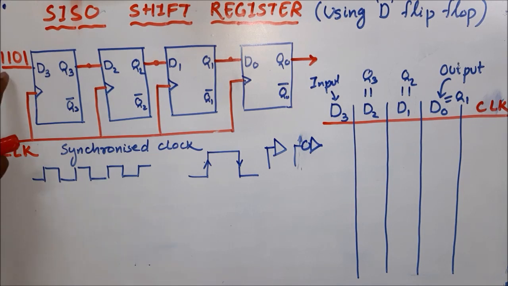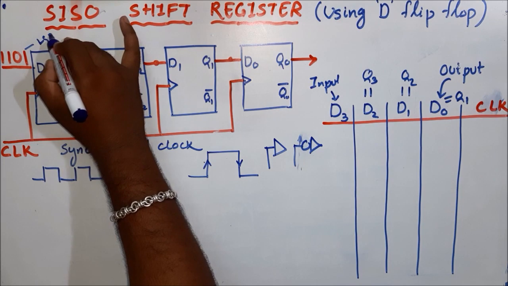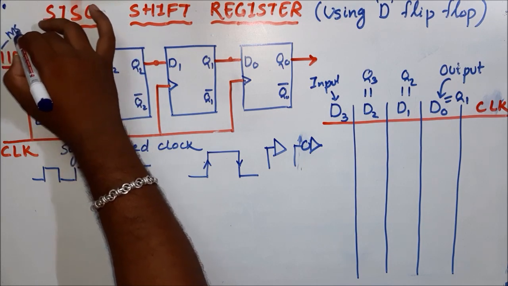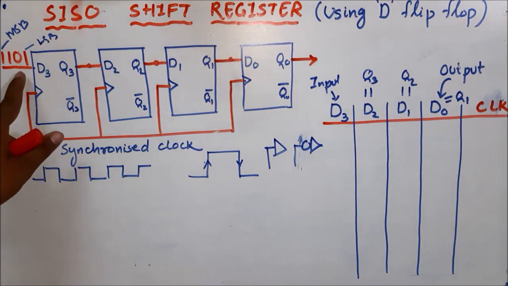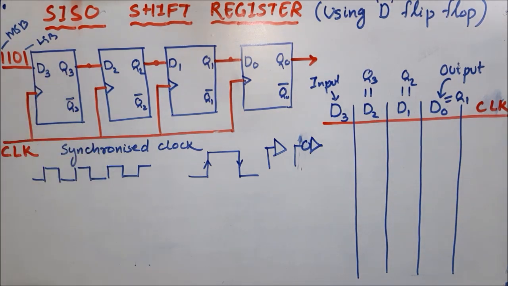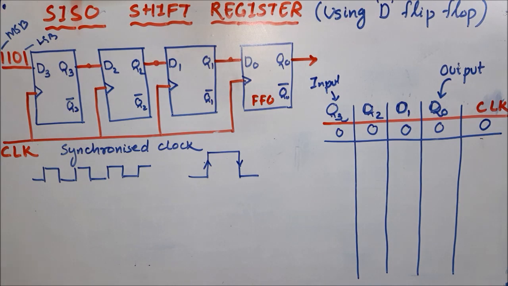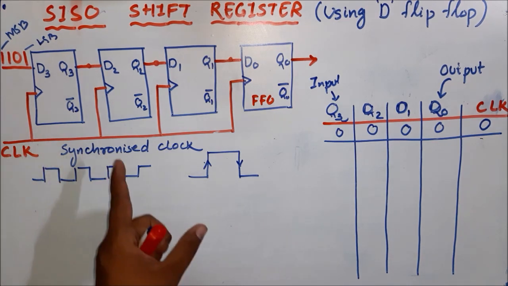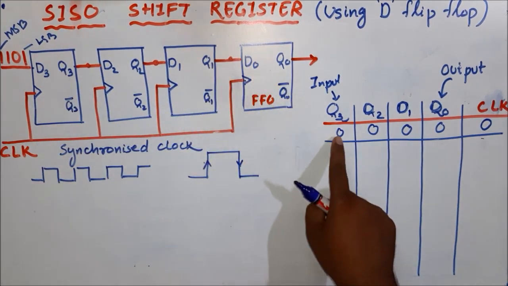Here, we are giving input to D3 as a serial letter 1101, and this one is my LSB and this one is my MSB. That means first the LSB goes into the flip-flop. Okay, let's see what happens. Before starting any operation, let me clear all the flip-flops. Clear means setting the output of all flip-flops to 0. That means the output of each flip-flop is 0. So I get Q3 0, Q2 0, Q1 0, Q0 0, which are written here.